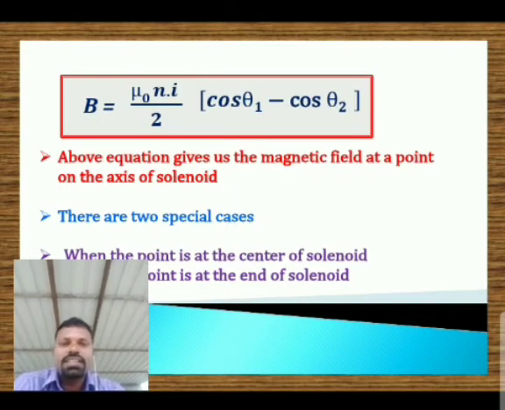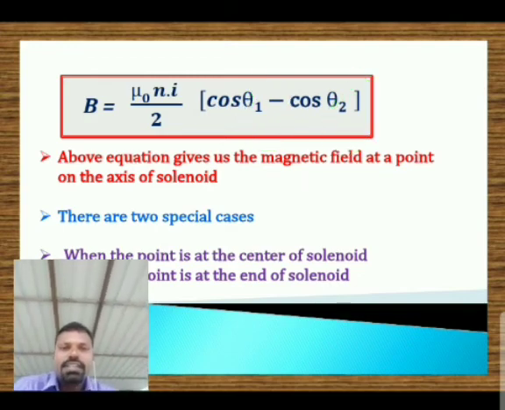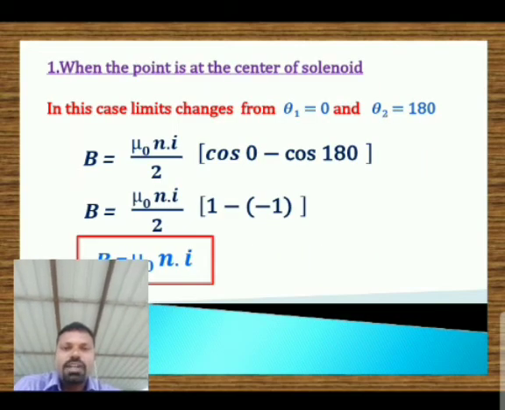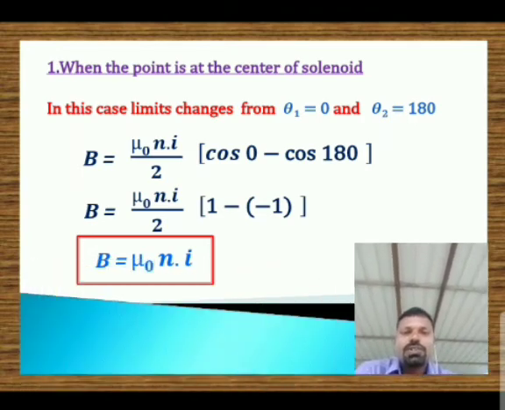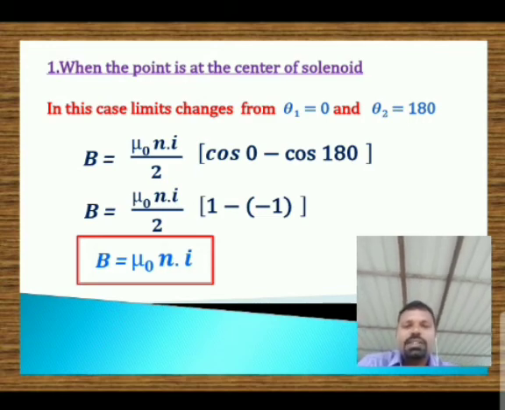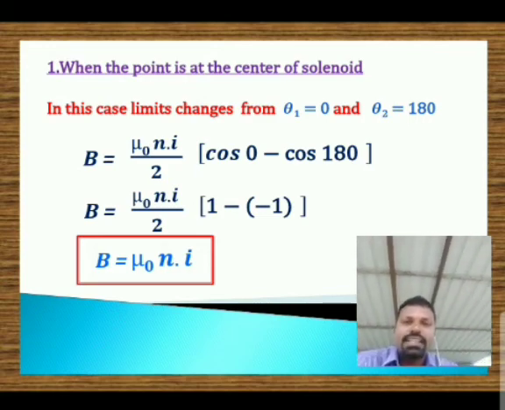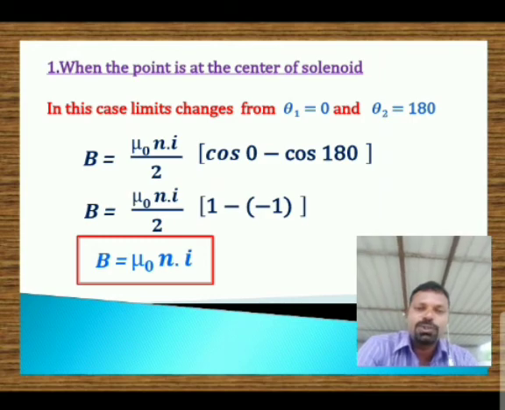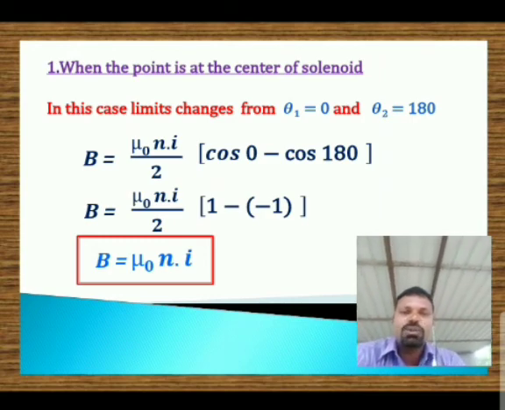Substitute in this equation theta 1 as 0, theta 2 as 180. Then what will you get? Cos 0 is 1, cos 180 is minus 1, so minus of minus 1 plus 1. So you will get 2 here. The 2 and 2 get cancelled, then you will get B is equal to mu naught nI. This is the magnetic field due to the solenoid at the center of the solenoid.